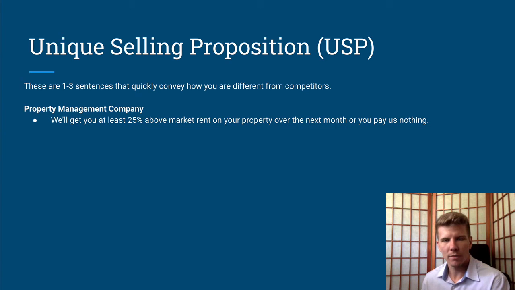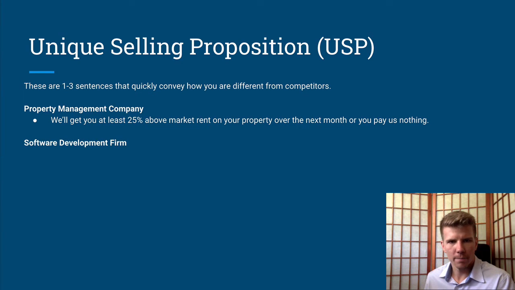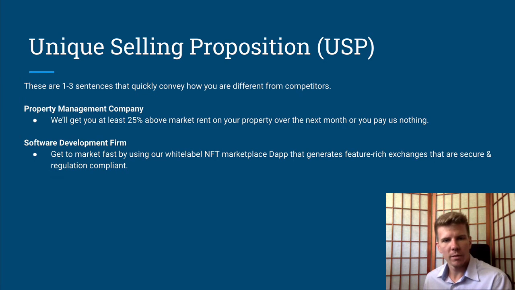So you have to make 25% above market rent. In that example of the 3-bedroom 1-bath, you would need $400 over the $2,000. So they would need to make you at least $2,400 in the first month to even get paid. So that's a really strong statement, and you'll get a lot of sales through that because you're reducing risk and making a strong claim. Software development firm, these next two aren't as strong, by the way.